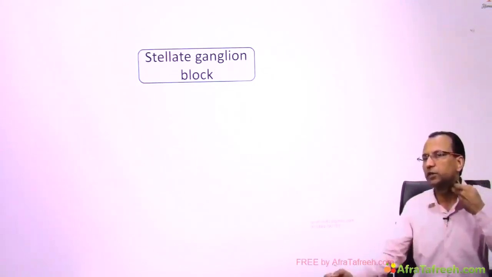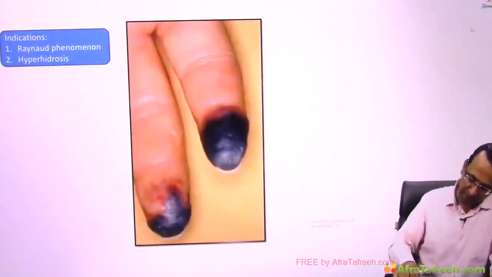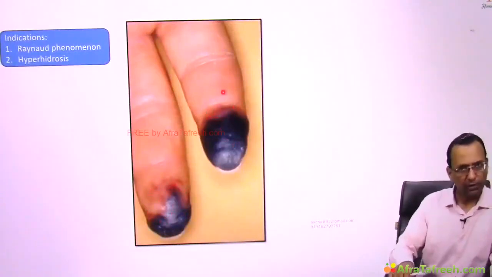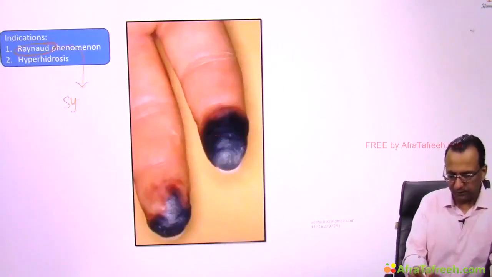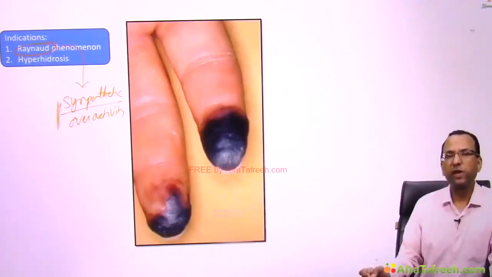You mean to say stellate ganglion block? Yes. Why am I blocking? Impending gangrene. That is why. Raynaud phenomena. What is Raynaud phenomena? Raynaud phenomena is sympathetic overactivity. That is why you are trying to kill the sympathetic system. Yes. It was sympathetic vasoconstriction leading to ischemia, impending gangrene.